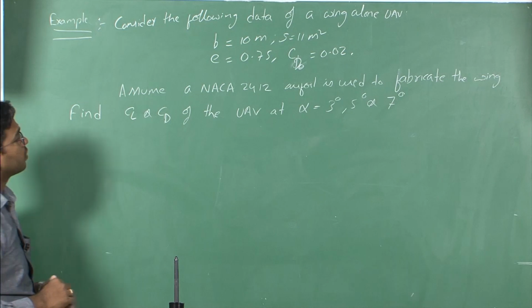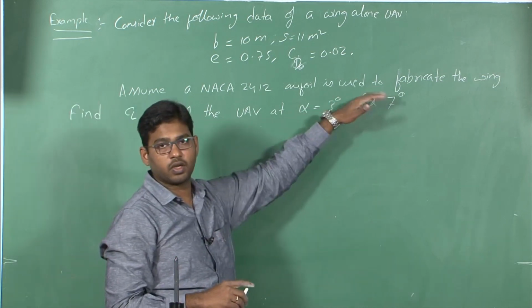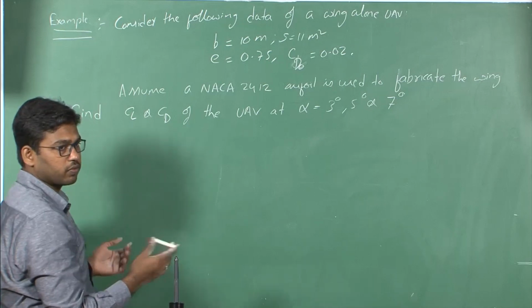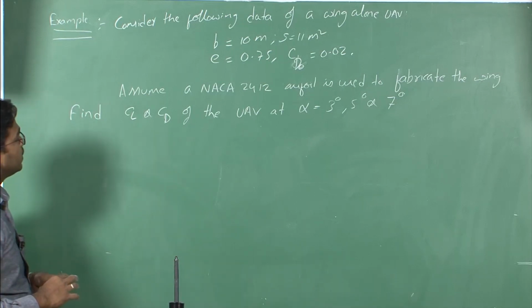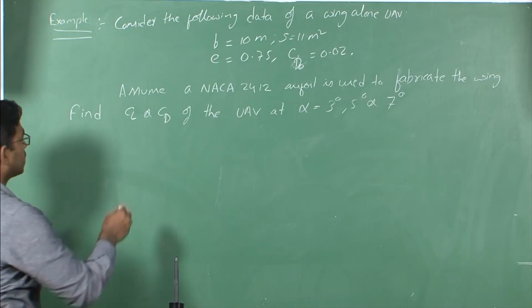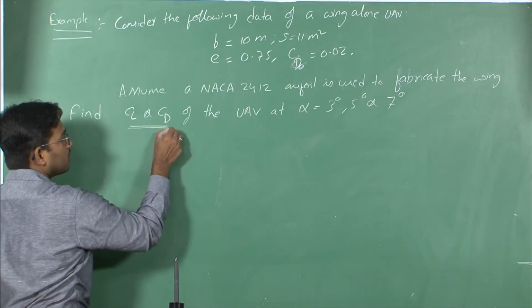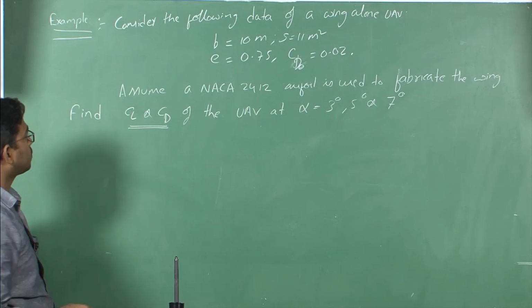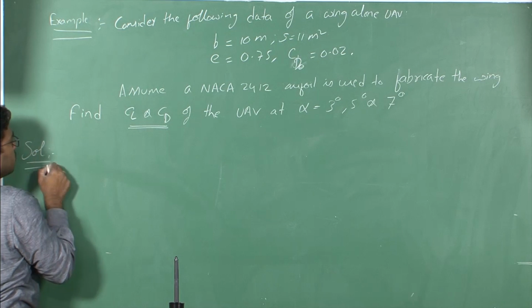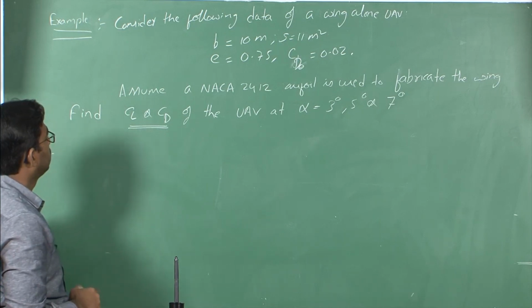Assume a NACA 2412 aerofoil is used to develop this UAV, or since it is a wing alone, we can say develop this wing. Find CL and CD of the UAV at alpha equals 3 degrees, 5 degrees and 7 degrees. When you say CL and CD here, it is for the entire UAV, right. And now, how to solve this question?